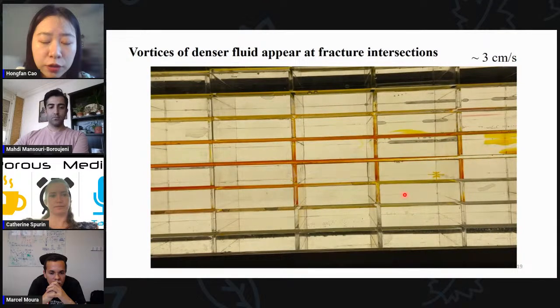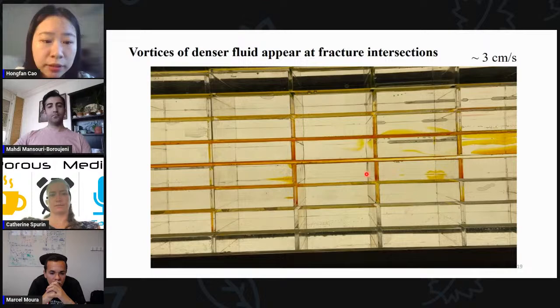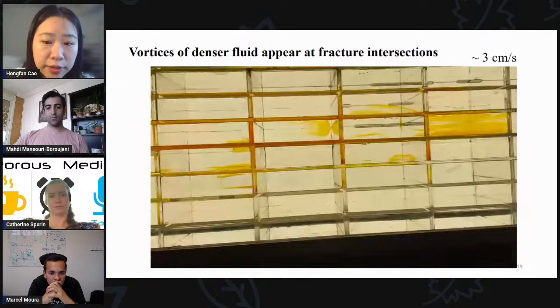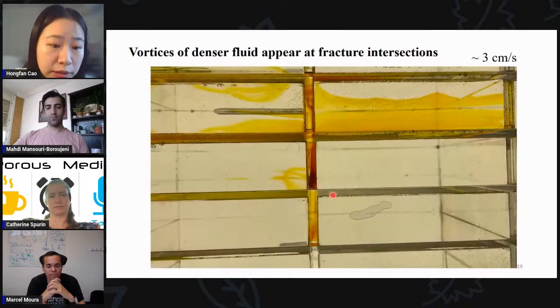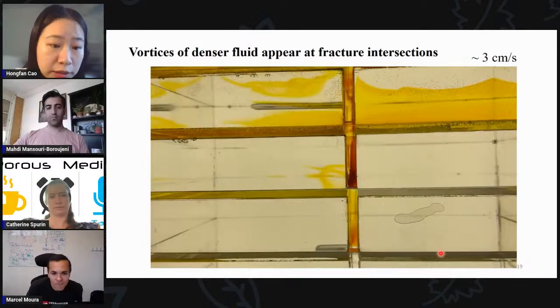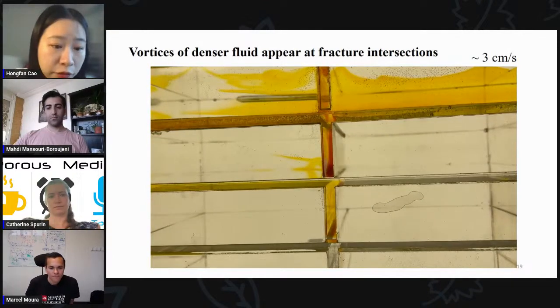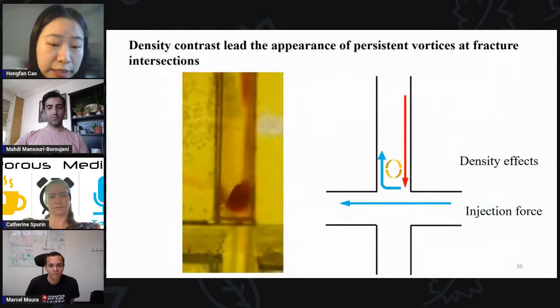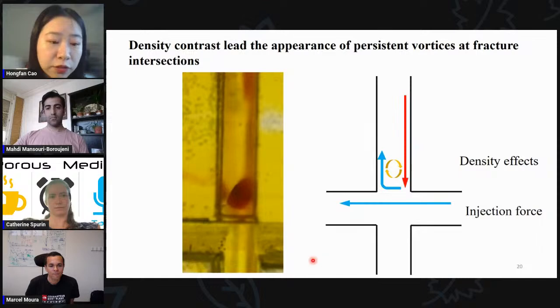And what we are interested in is what we observed at the intersection. We found many dye will be trapped in this intersection, like we can see here. And if we zoom in, we can see the vertical flow at the intersection. And the vertical flow can be observed more clearly from this video.